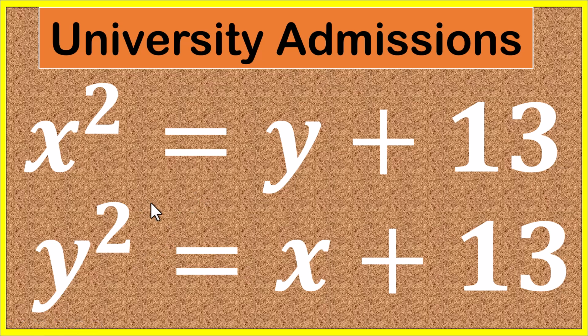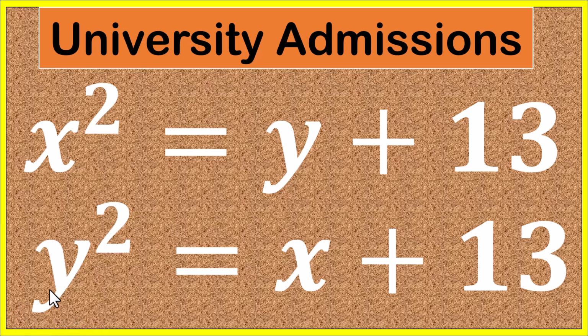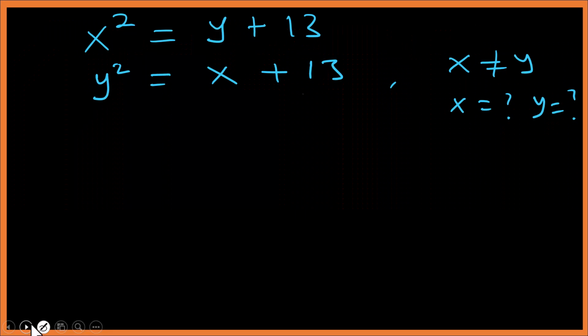Now let's solve this question together. We are to solve for x and y. Okay. Now there is a condition here which says x is not the same as y, and therefore we can't equate x to y. All right, so let's get started. Solution.